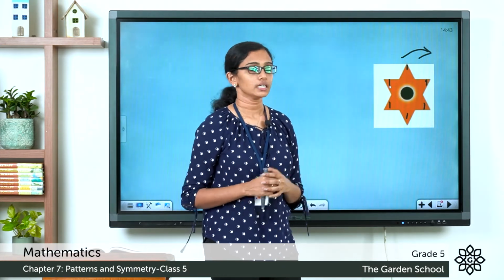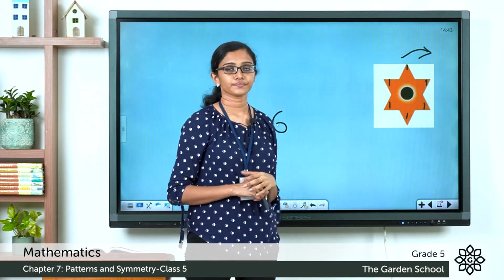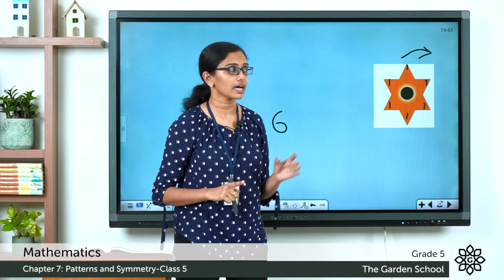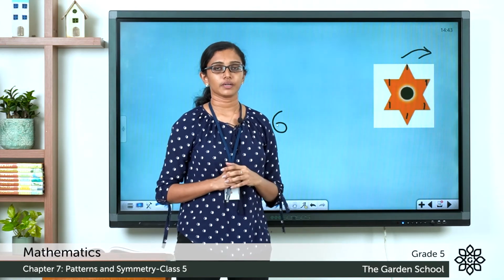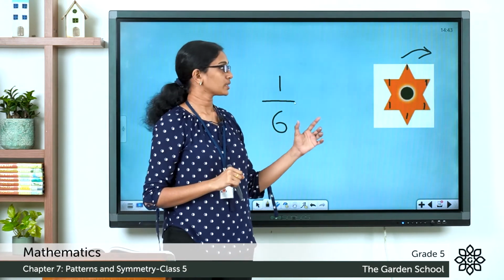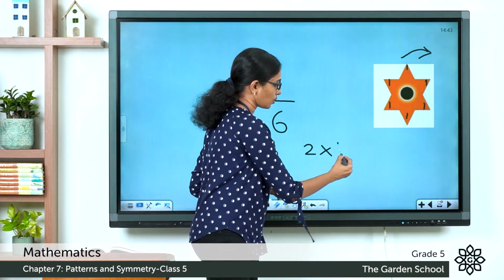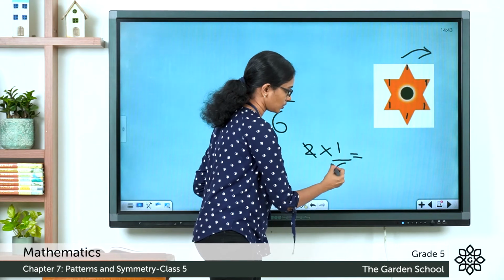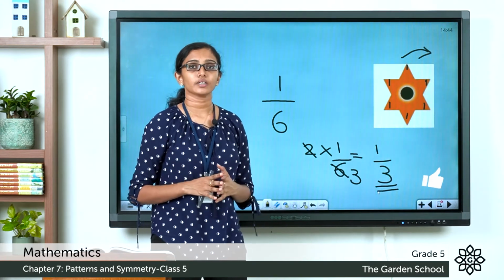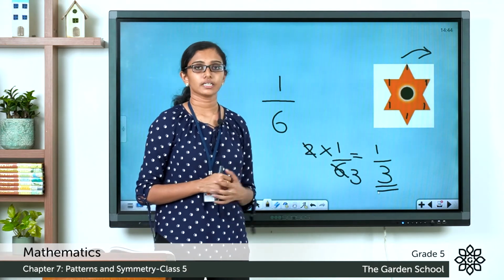So for a full turn, there were a total of 6 turns, and 6 times it looked exactly the same. So each turn which made the star look exactly the same as the first image was a 1/6 turn. So when it goes through 2 1/6 turns, it is 2 into 1/6, and that is equal to a 1/3 turn. It looked the same after 2 1/6 turns. So you can say a 1/6 turn is equal to a 1/3 turn in this case.